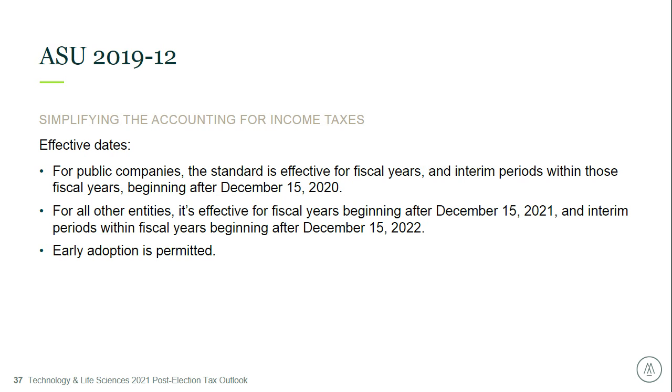Early adoption is permitted. Note that an entity that elects to early adopt the amendments in an interim period must reflect any adjustments as of the beginning of the annual period that includes that interim period. Additionally, an entity that elects early adoption must adopt all of the amendments in the same period.